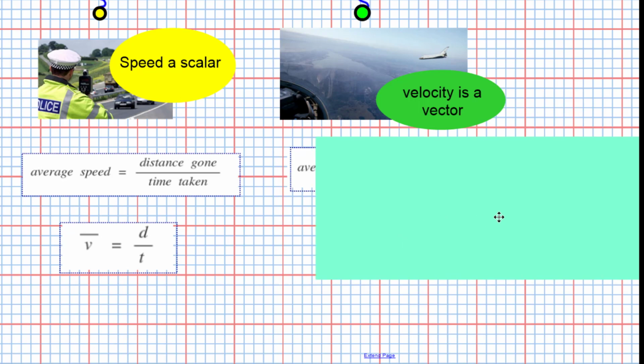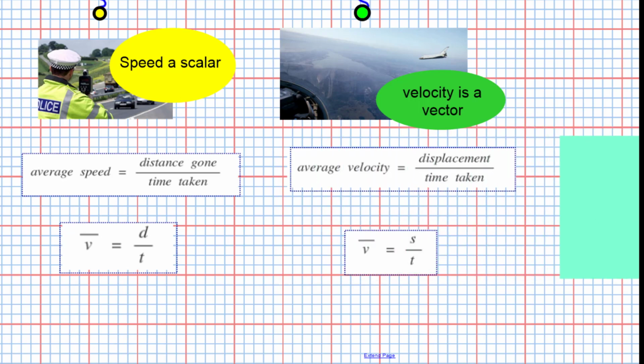The average velocity, on the other hand, is equal to the displacement divided by the time taken. Once again, the average velocity is pronounced v bar, and the symbol for displacement is small s. So there we have the two different equations for working out the average speed and the average velocity. Average speed is the distance gone over the time taken, but the average velocity is displacement, which is a vector, divided by the time taken, and displacement is given the symbol s.